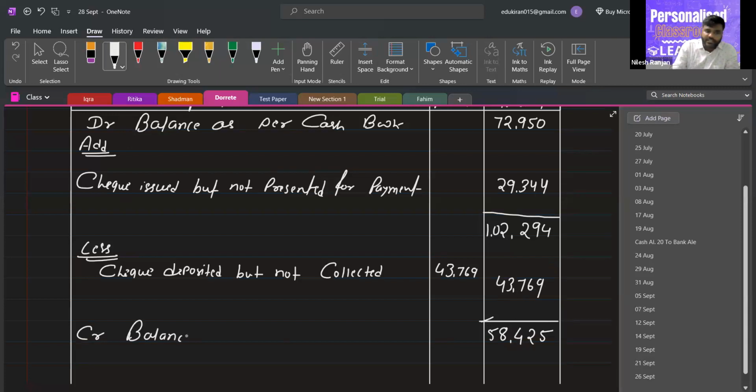Tell me, is this clear? Yes, sir. Now you understood how to solve the question? Yes, sir. Okay. So this is our first part, the first balance of the passbook. There are four types of balance, so we have to solve by each one of them.